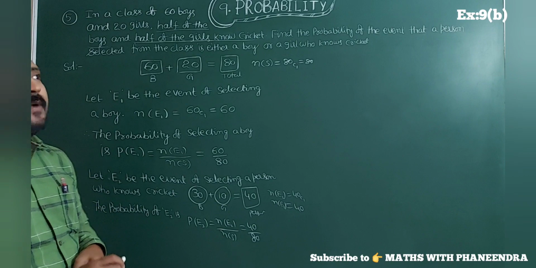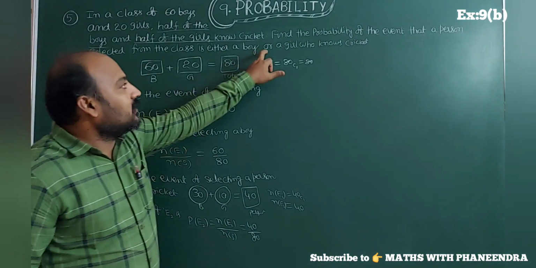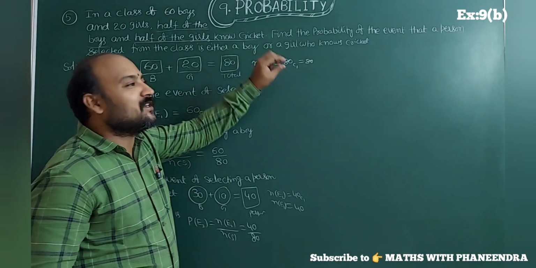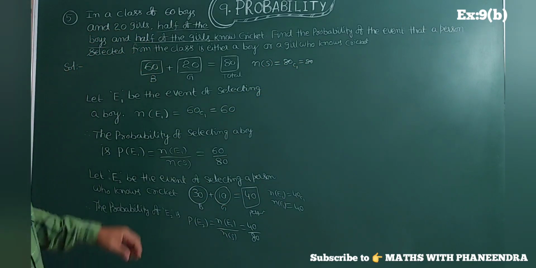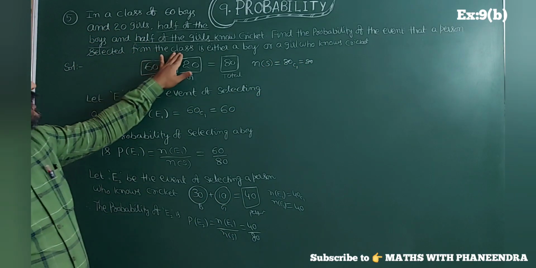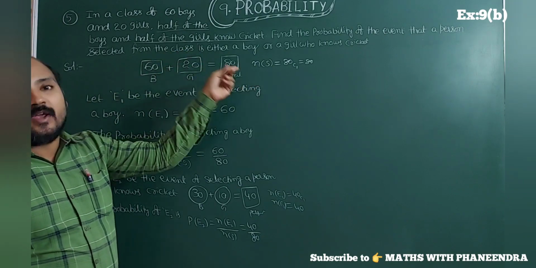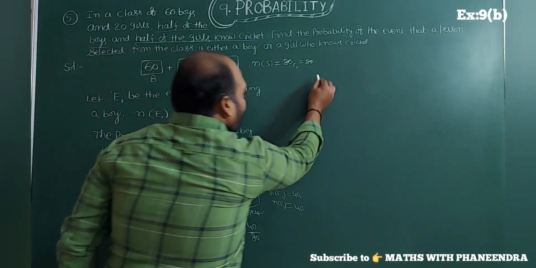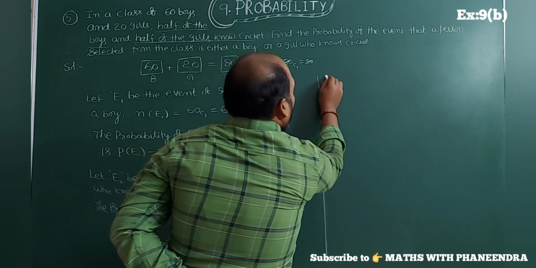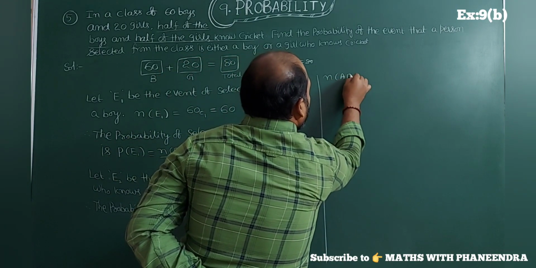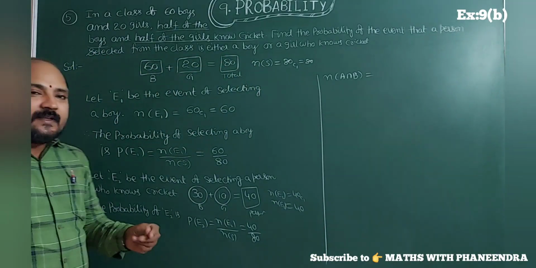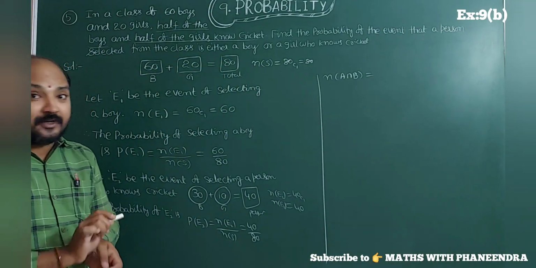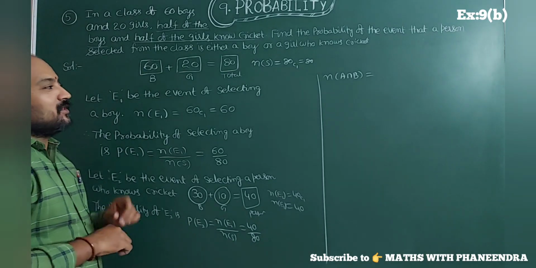Next, intersection part. Here 'or' they mentioned, no? The probability of the event that a person is selected from the class is either a boy or a girl. So N of A intersection B is equal to, in this intersection part, observe carefully, this is important one.